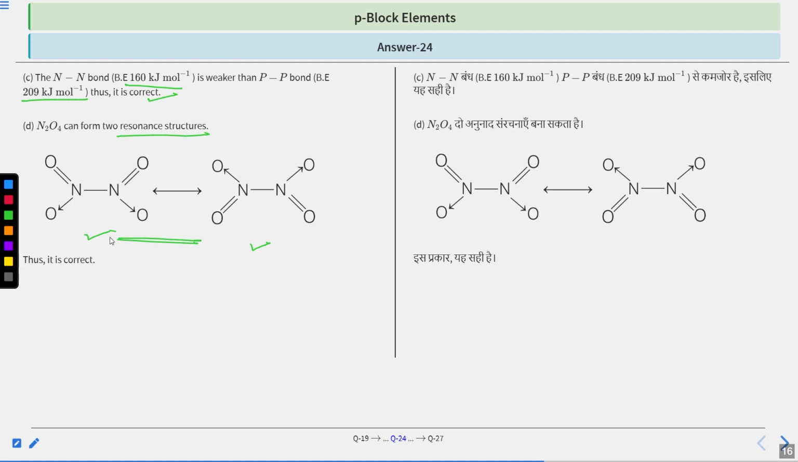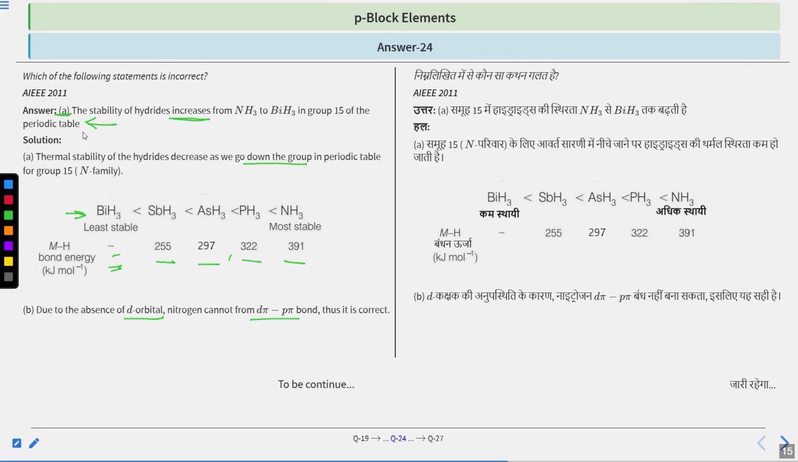We have been asked in the question which statement is incorrect, which is option A, because option A is the incorrect statement, and thus option A is the correct answer for this question.